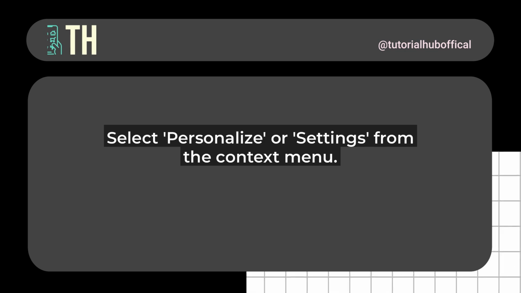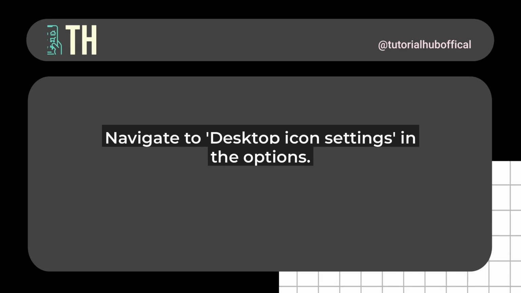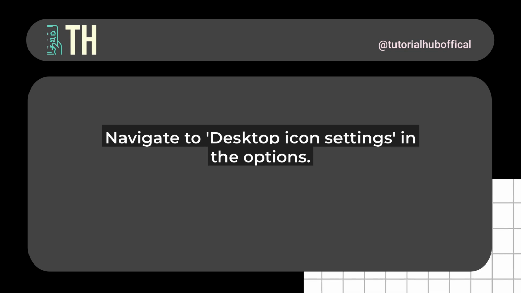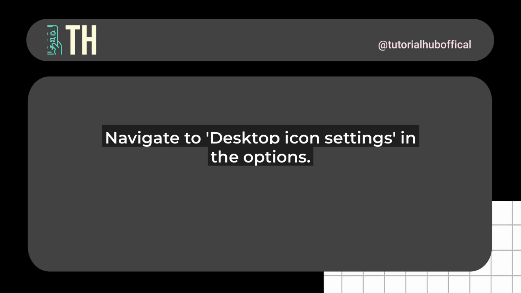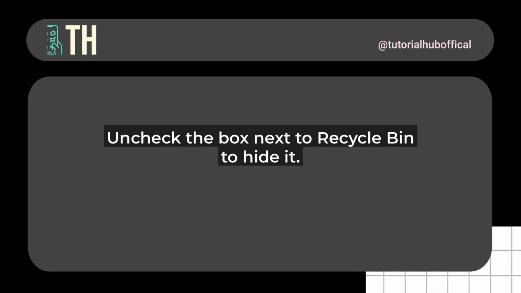Step 3. Once you're in the settings, navigate to the Desktop Icon Settings section. It's usually tucked away under Themes or directly in the Personalization options. Keep an eye out. Step 4. In the Desktop Icon Settings window, you'll see a list of icons like This PC, Network, and the Recycle Bin. Simply uncheck the box next to Recycle Bin to hide it.